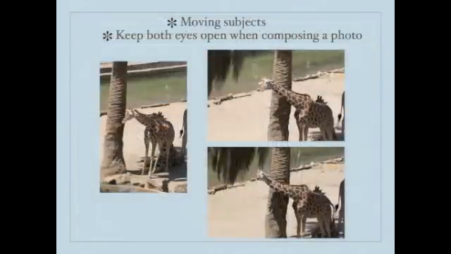The next thing to remember is that these animals move. Most of them do, at least. And so because of that, you're going to want to do a couple of things. One is you want to keep both of your eyes open when you're composing the photo. Now, if you're like me, I'm always closing one eye and looking through the viewfinder with the other. It's really not that difficult to keep both eyes open, and here's why. You want to be able to see what is coming into your frame and what is going on around the animal, and that gives you a little bit more flexibility.